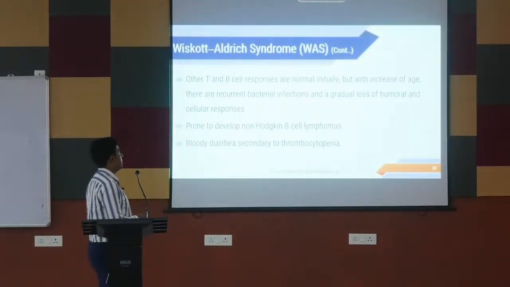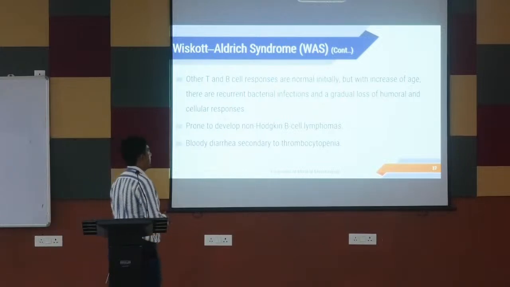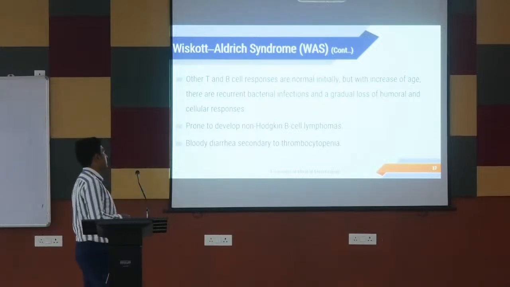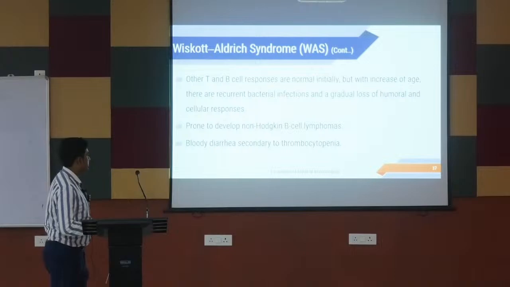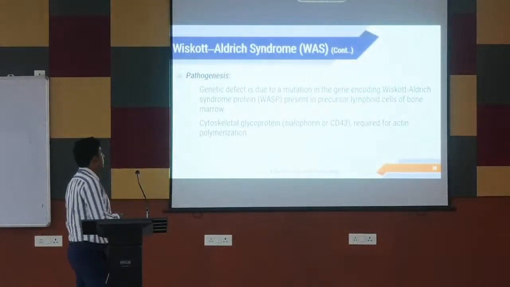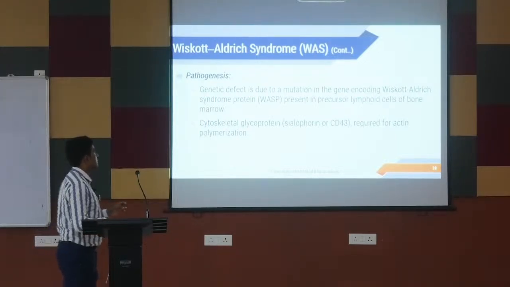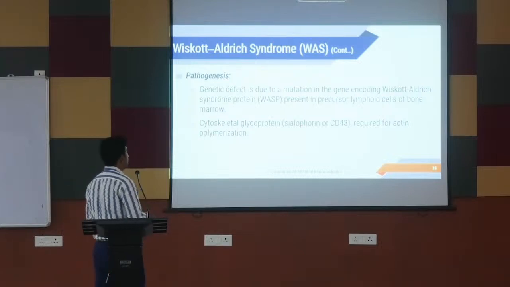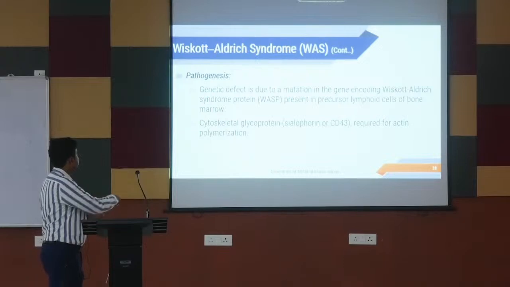Other B and T cell responses are normal initially but worsen with age, and there are recurrent bacterial infections and a gradual loss of both humoral and cellular responses. This is prone to develop non-Hodgkin's B-cell lymphomas. কি হয়? সেই জন্য ব্লাডি ডায়রিয়া সেকেন্ডারি টু থ্রম্বোসাইটোপেনিয়া। প্যাথোজেনেসিস কিভাবে হচ্ছে? The genetic defect is due to a mutation in the gene encoding the Wiskott-Aldrich syndrome protein present in the precursor lymphoid cells of the bone marrow. সেখানে সাইটোস্কেলেটাল গ্লাইকোপ্রোটিন required for actin polymerization.